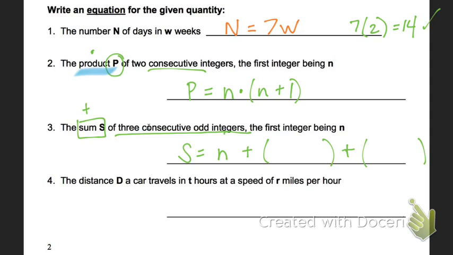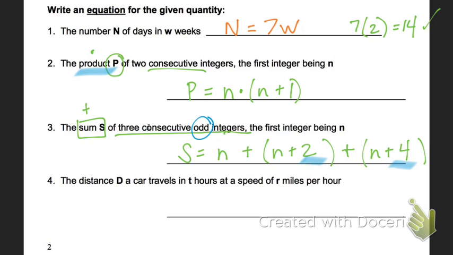n plus 2 plus n plus 4. Now, why do we have 2's and 4's instead of like 1 and 2? Because it's odd, right? So we have to skip 2 instead of 1. So that word odd means that I have to get like 3, 5, and 7, having to add 2 to each one instead of 3, 4, 5.